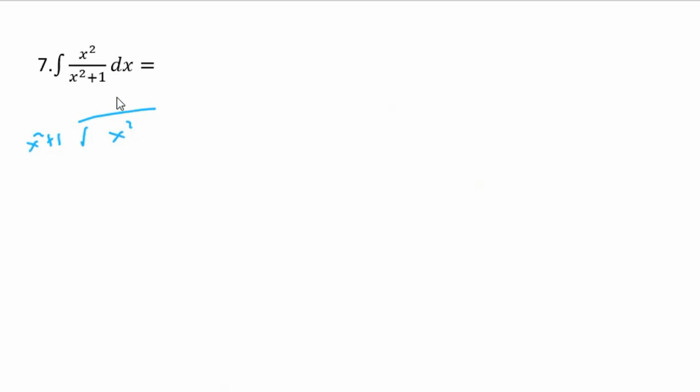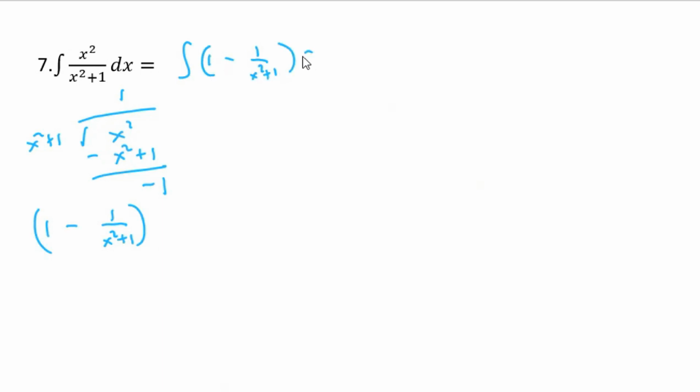So x squared divided by x squared is 1 times x squared plus 1, then subtract. So change the sign of the subtrahend. So this is now 0 and this is now negative 1. So the quotient will give us 1 minus 1 over x squared plus 1. So this is now the equivalent of our integrand. So I can write now the integral of 1 minus 1 over x squared plus 1 dx.